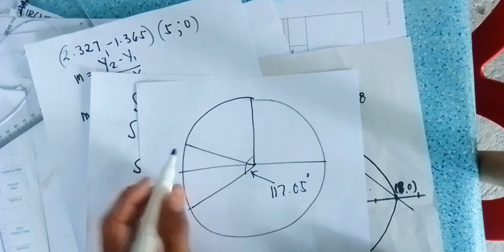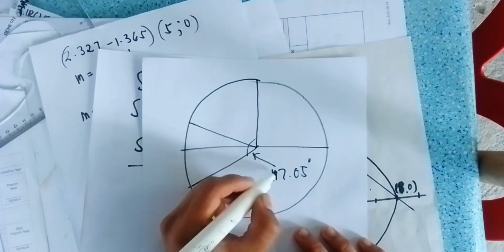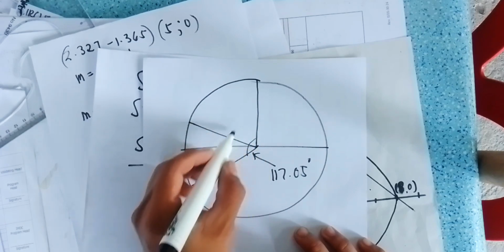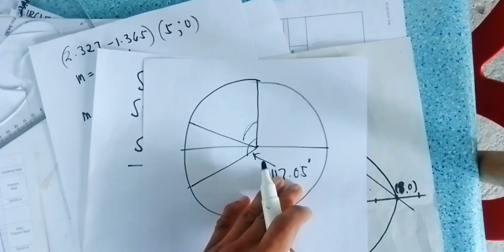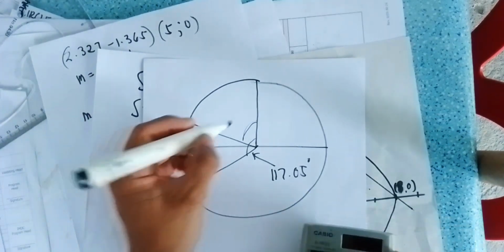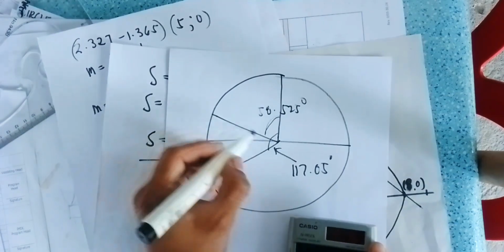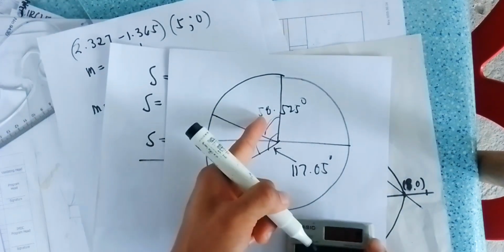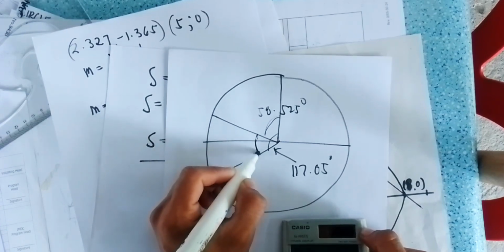Okay? So if I halve it, I divide by 2. That means this part here is equal to 58.525 degrees, and this angle here is also equal to 58.525. But take note of this one, there is an excess here that we need to remove.